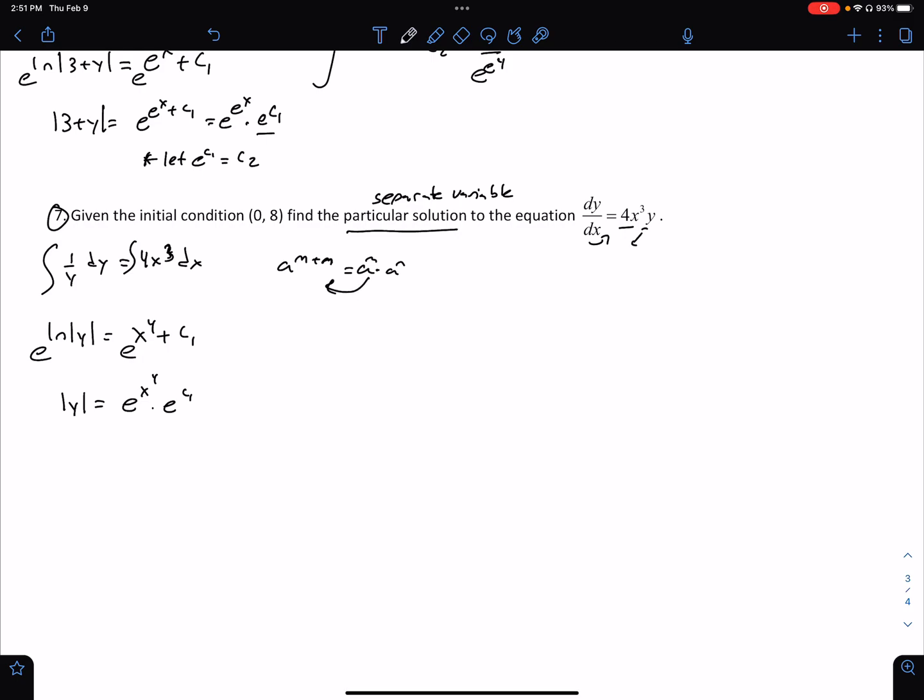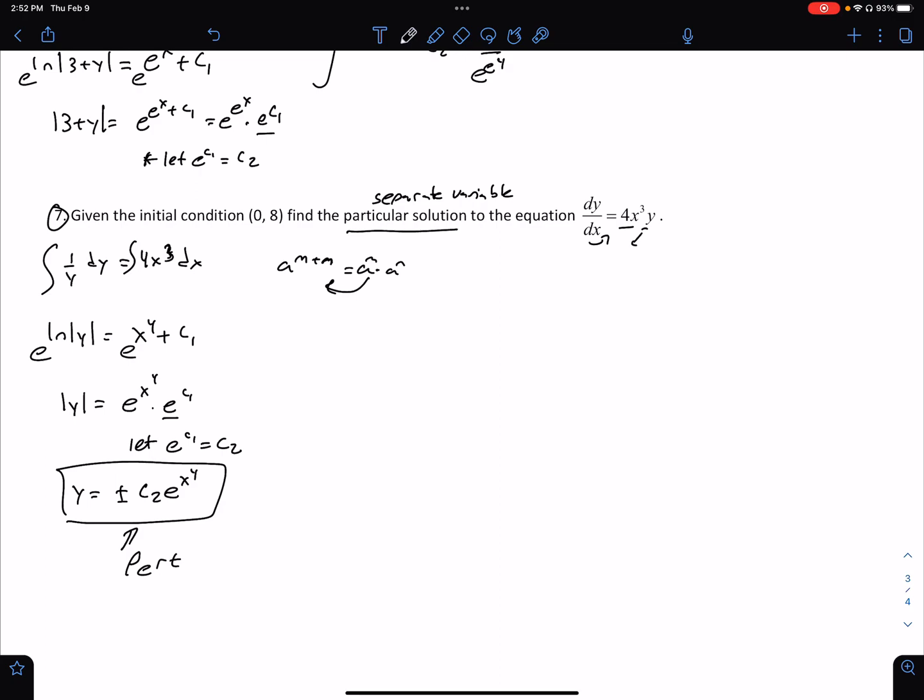So when we simplify this, we are now going to let e to the c1 equal c2, and I'm going to get rid of my absolute value here. That becomes plus or minus c2 e to the x to the fourth. And look, notice this should look familiar. Remember, that's our PERT.